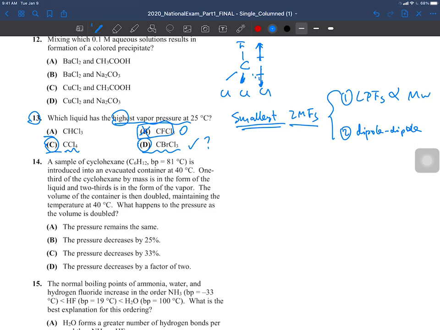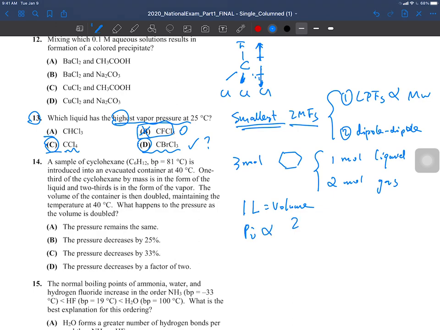I like this question. It's pretty interesting. So I think since 1/3 of the cyclohexane is liquid and 2/3 is vapor, suppose you have 3 mole of the cyclohexane, and then 1 mole is in liquid, 2 mole is in gas, and let's suppose the initial volume is 1 liter, okay? So which means the initial pressure should be proportional to 2 mole of gas divided by 1 liter of volume. Now this makes sense to you?